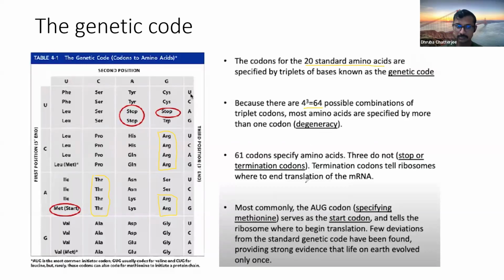However, it is also worth mentioning how this degeneracy actually happens. For example, if you just look at the codons for arginine, you can see that they will be CGU, CGC, CGA, CGG. So among all of these codons, we can now see.